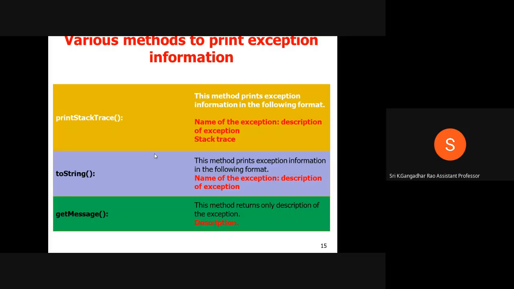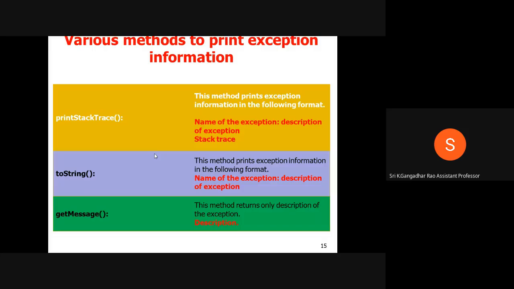And if you don't want this much information, just a very brief description of the exception, then in that case, the name of the exception followed by a small description, you can use the toString method. Otherwise, if you want a very small description without even the name of the exception, just because of what the exception has been raised, you can use the getMessage method. There are 3 methods to print the exception information: printStackTrace, toString, and getMessage.